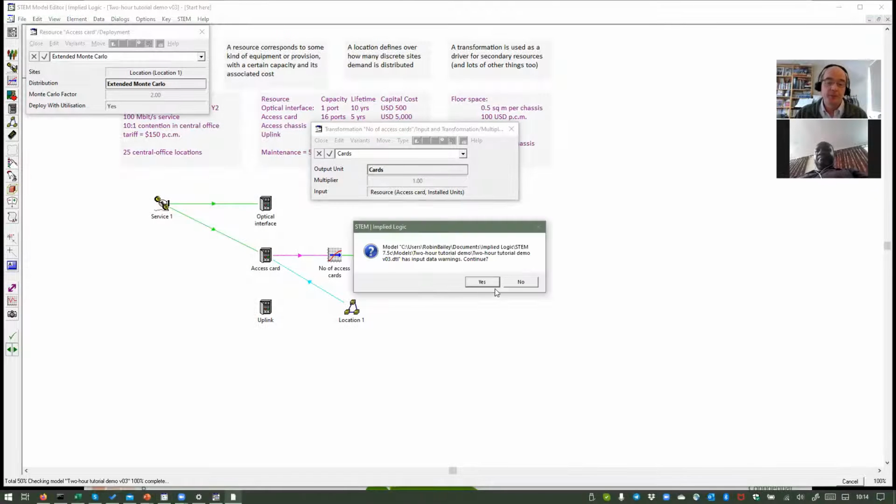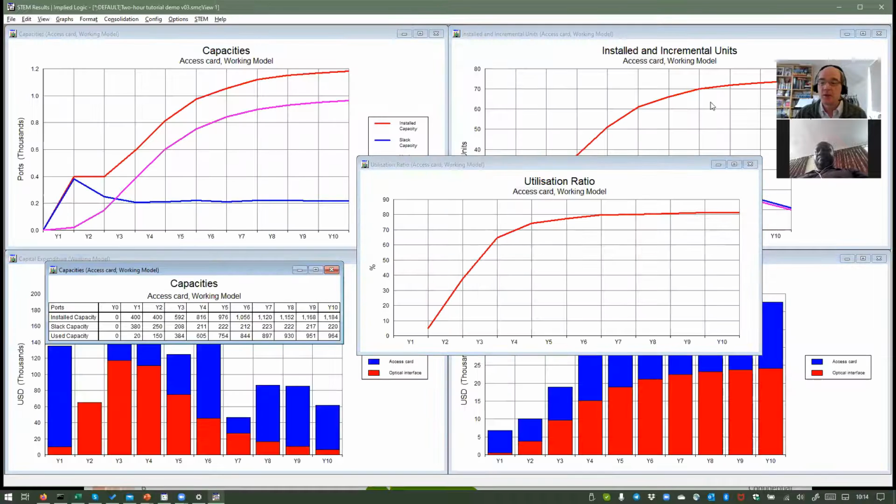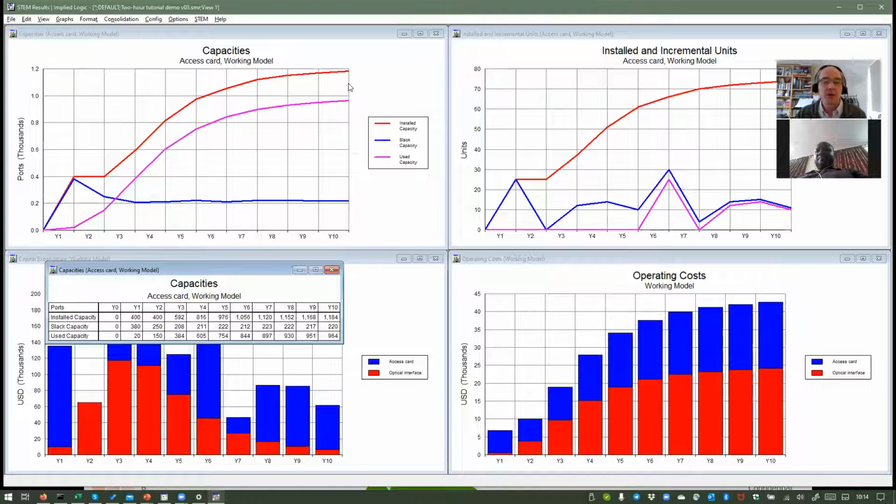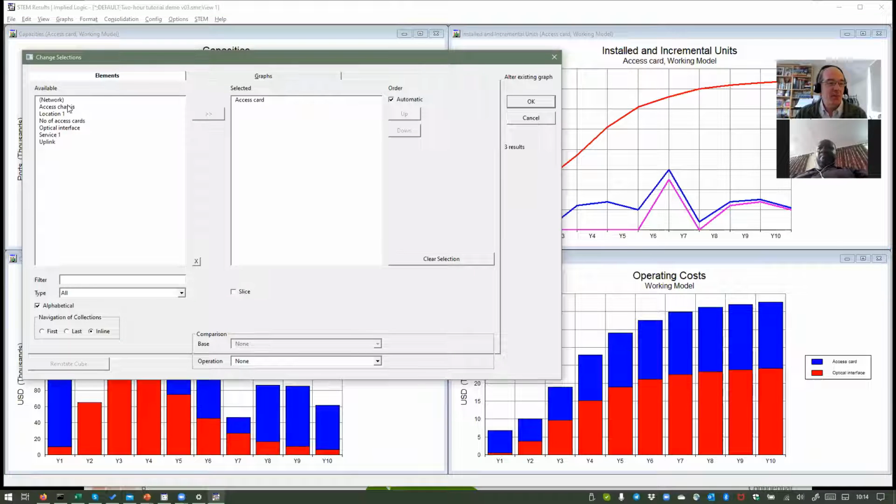I run the model, and let's look at this. So now I'm going to change this graph to be from the access card. I'll change this to be the chassis.